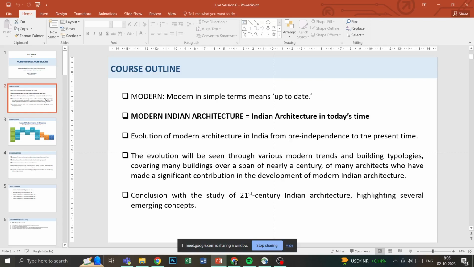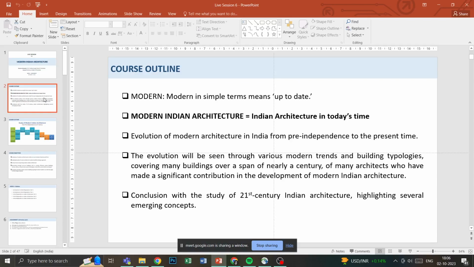So the course outline, I mention it in every class for people who join for the first time. What is modern Indian architecture? What does this course really mean? Modern is a word which very simply means up to date in English. And modern Indian architecture means the Indian architecture in today's time. This course covers the evolution of modern architecture in India from pre-independence to the present time, seen through various modern trends and building technologies, covering many buildings over a span of nearly a century, by many architects who have made a significant contribution in the development of modern Indian architecture.